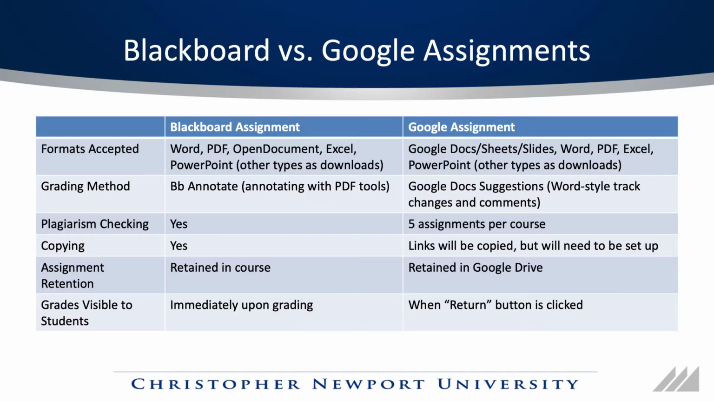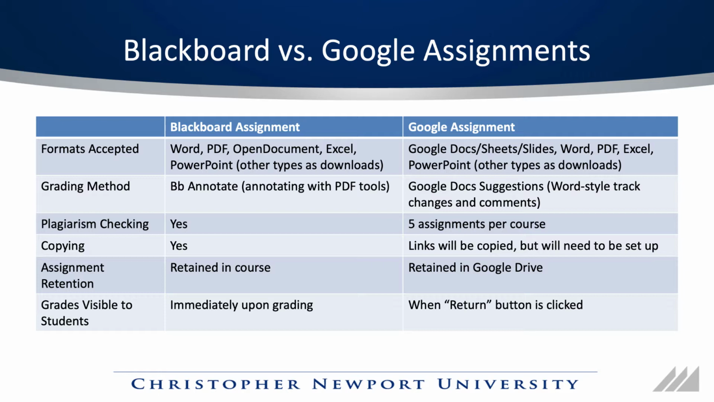So each assignment is either a Blackboard assignment or a Google assignment. You have to pick. And here are the differences between the two. Blackboard assignments accept Word, PDF, Open Document, Excel, or PowerPoint, as well as many other file types, and anything that they don't know how to display, they'll provide as a download. Google assignments are, of course, going to accept Google Docs, Sheets, and Slides, but they also accept Word, PDF, Excel, and PowerPoint files. And again, you can download anything that they don't know how to display.